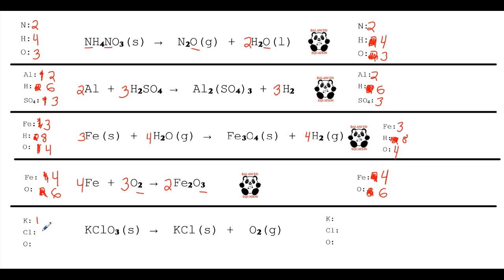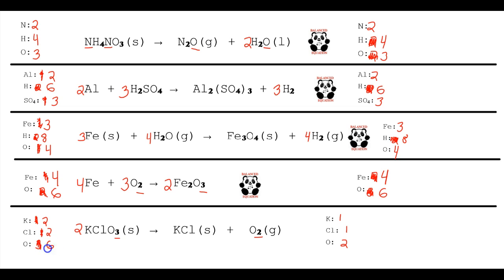All right, potassium chlorate breaks down to potassium chloride and oxygen, 1, 1, 3 on the left, 1, 1, 2 on the right. Again, I'm going to have that same problem with the oxygens. I need to find the lowest common multiple for both of them. That, of course, is going to be 6. So I'm going to put a 2 on the left there.